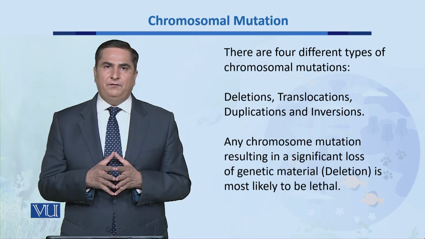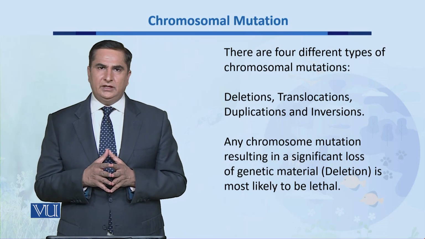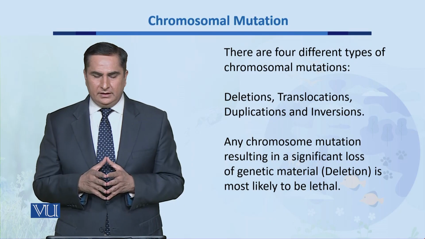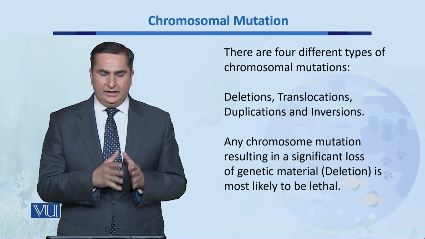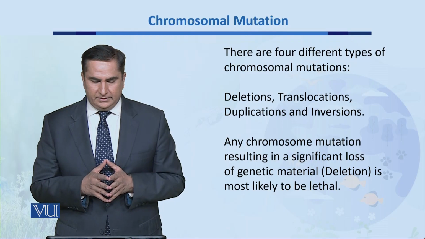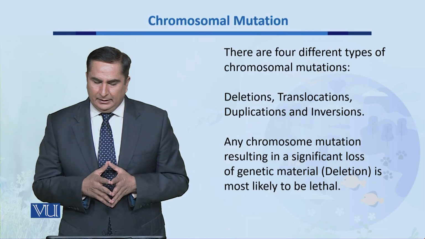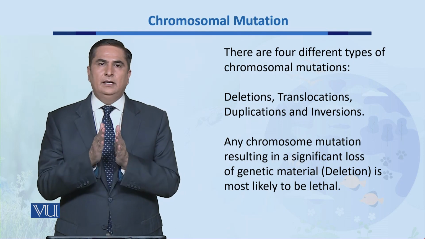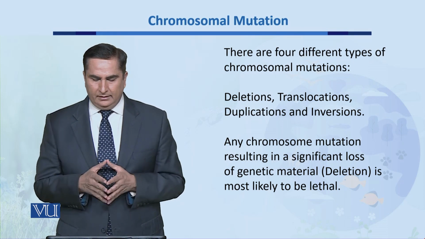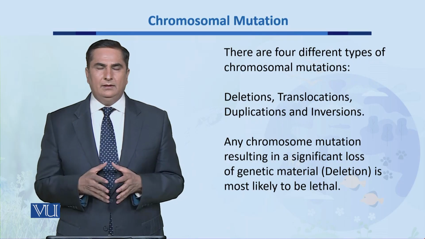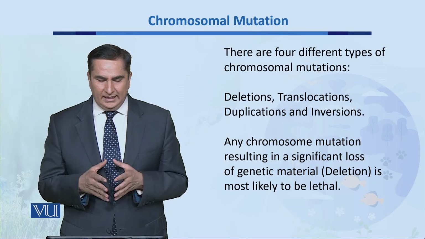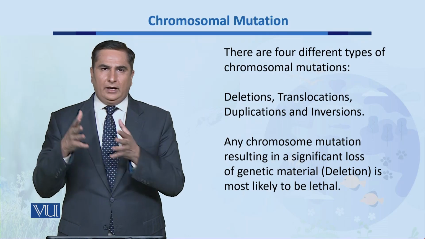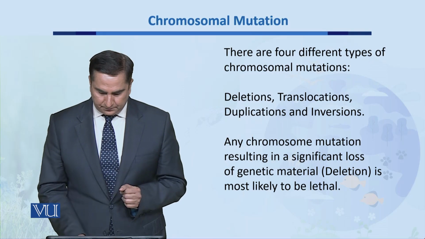There are four different types of chromosomal mutations: deletion, then we have translocation, then we have duplication, and inversions. Deletion means any chromosome mutation resulting in a significant loss of genetic material, and it is mostly very lethal for an organism.